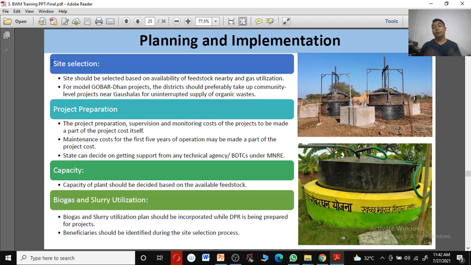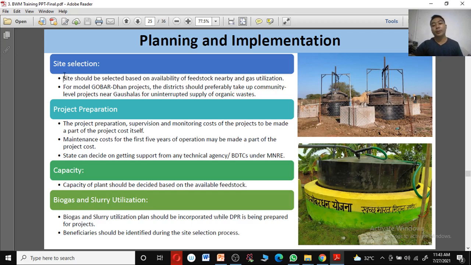As I have already said, number 1, the site selection. If you are a district administration or a district implementing agency, and the Gobardhan project has to be implemented, you have to study the site selection well before the preparation of the DPR. You have to really study it, because site selection directly affects the achievements and the sustainability of the project.